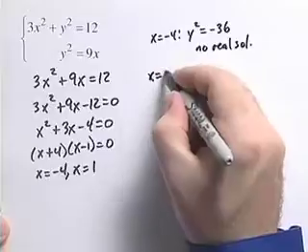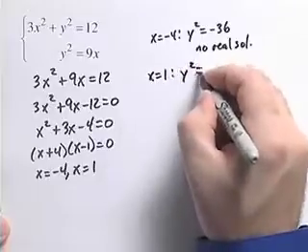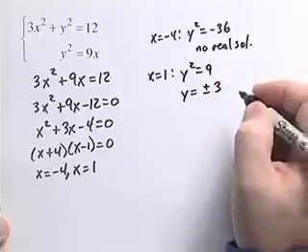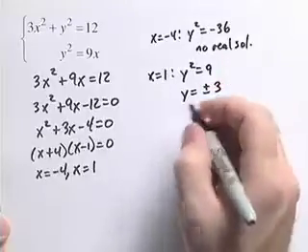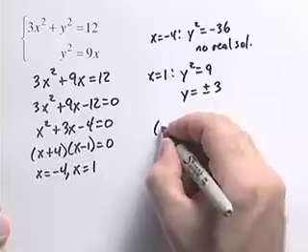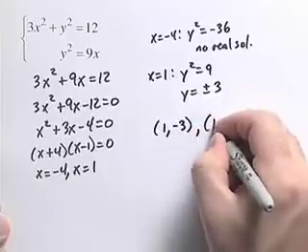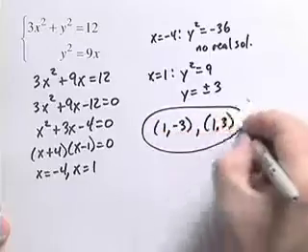If we let x equal 1, we'll get y squared is equal to 9, which gives us that y is equal to plus or minus 3. So we'll get two solutions here. Our two ordered pair solutions will be (1, negative 3) and (1, positive 3).